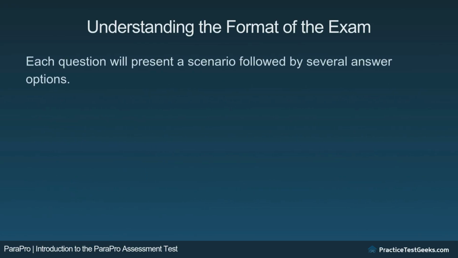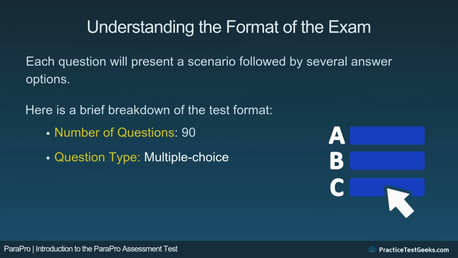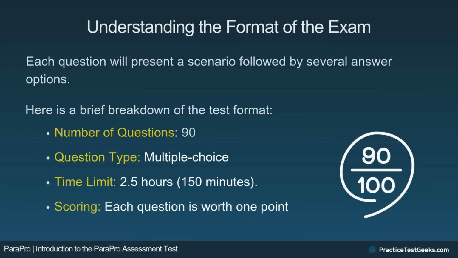Each question will present a scenario followed by several answer options. You will need to choose the best response based on your understanding of the material. Here is a brief breakdown of the test format. Number of questions, 90. Question type, multiple choice, each with 4 possible answers. Time limit is 2.5 hours, 150 minutes. Scoring. Each question is worth 1 point, and the total score is determined by the number of correct answers.